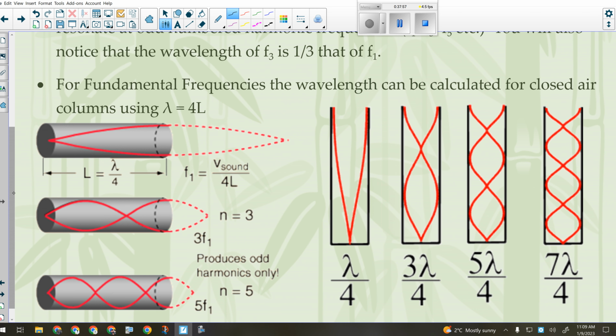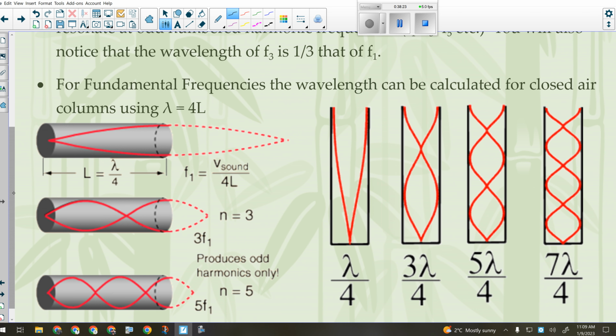All right. So that's for closed air columns. Very few musical instruments, with the exception of string instruments, are closed air columns. Like a guitar is a closed air column. There's only one hole. But most of your wind instruments are open air columns. They have 2 holes, so air can go in and out both ends. So things work differently there.